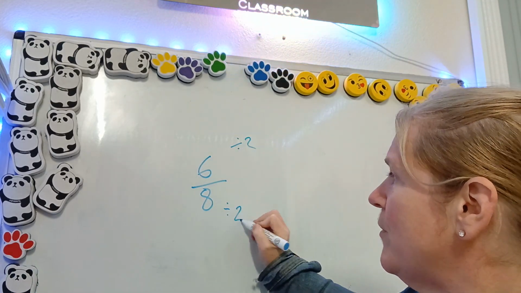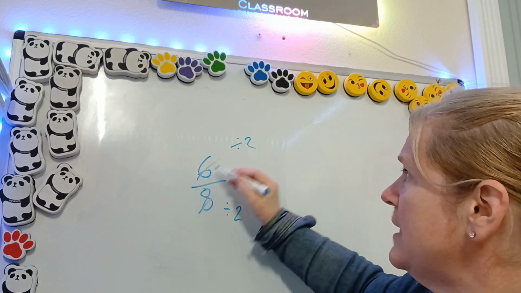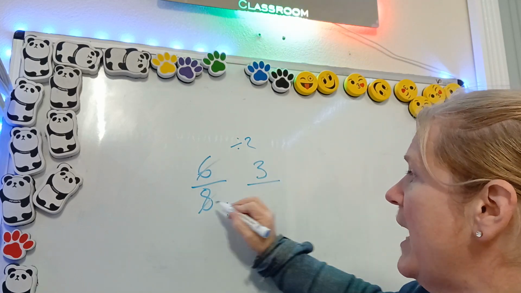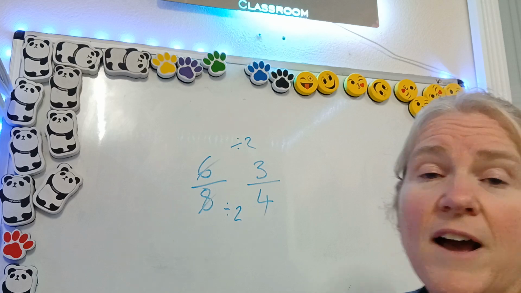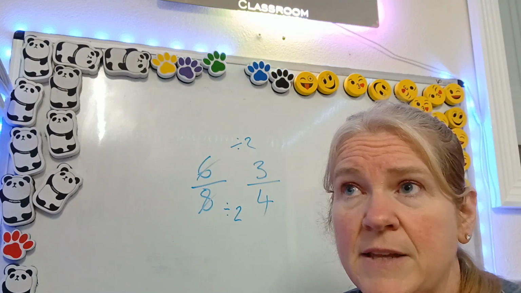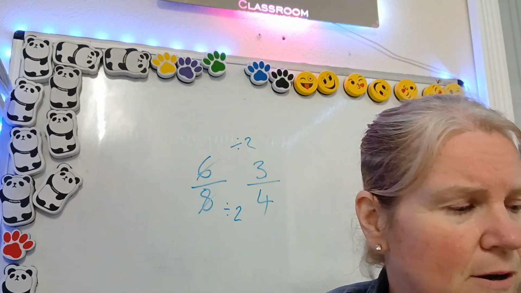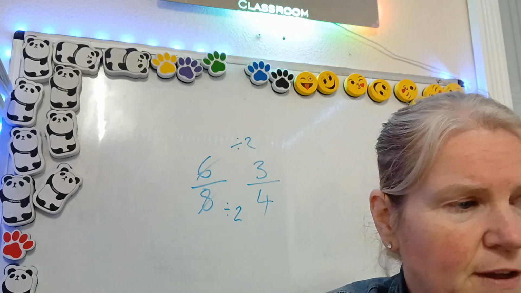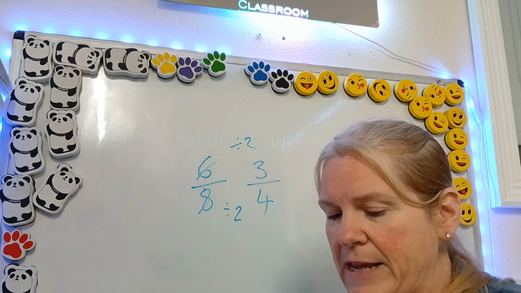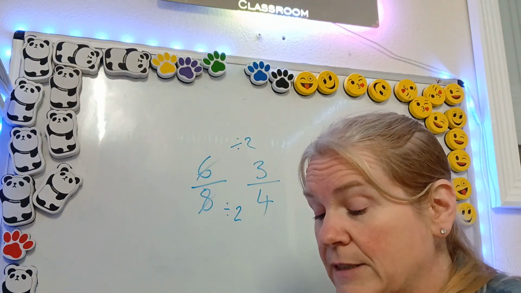So you divide both of them by 2. Then 6 divided by 2 is 3. 8 divided by 2 is 4. And there you go, you've got it simplified. That doesn't go any further because there's nothing that goes into 3 that also goes into 4. That's as far as it goes.